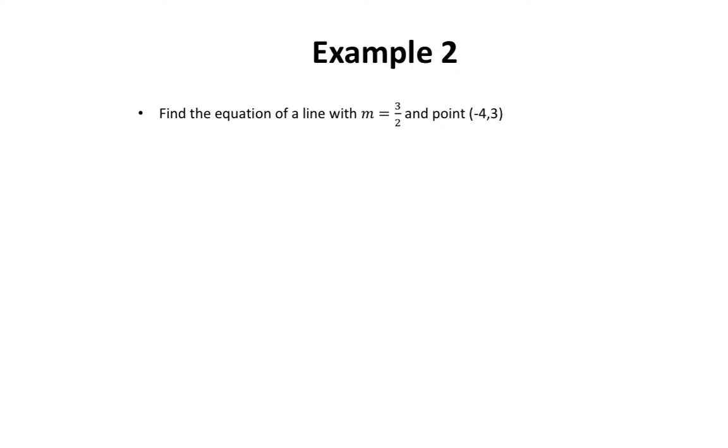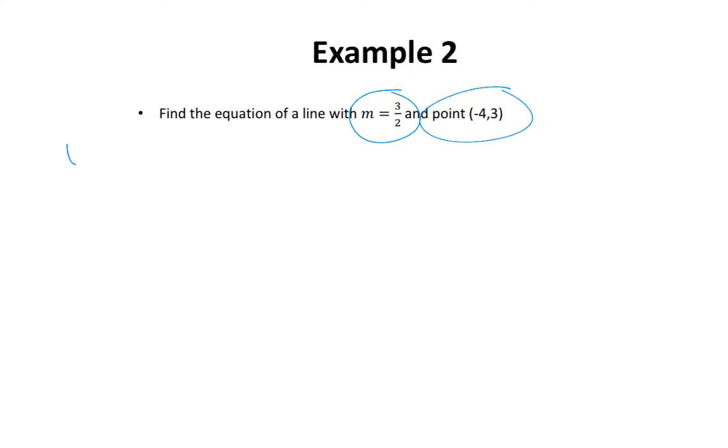In our second example, we want to find the equation of a line with the slope 3/2 and a point on the line of (-4, 3). Let's highlight the important pieces of information. The slope is 3 over 2, and a point on the line is negative 4, 3. We're going to be using the exact same steps as the previous example.